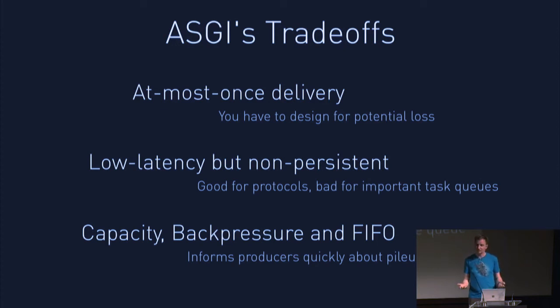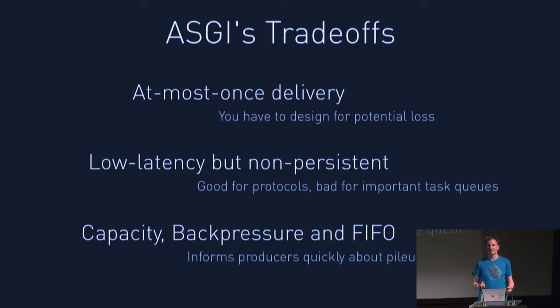There are some trade-offs, obviously, as I explained before. ASGI has at-most-once delivery built into the specification. It says, if you do not deliver the message, you must fail rather than try twice. This is because, in my experience, it's a lot easier to write for missing than duplication, but you may disagree.